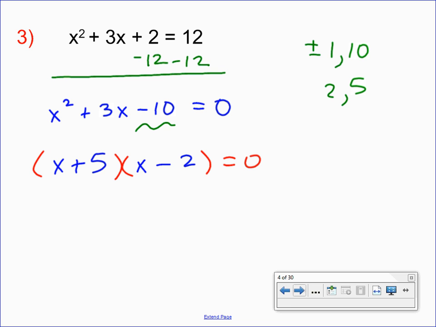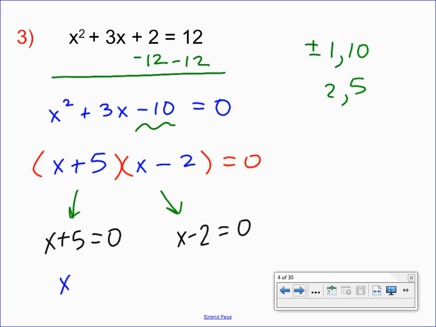Now, that's not the answer. That's fully factored form. Set equal to 0, I can now utilize the zero product property. I'm going to set each of these individual factors equal to 0 and solve separately. So in the first equation, x plus 5 equals 0. Or in the second equation, x minus 2 equals 0. Then I would guarantee that the product of those two quantities had to equal 0. Now I'll solve separately. It's easy cheesy.